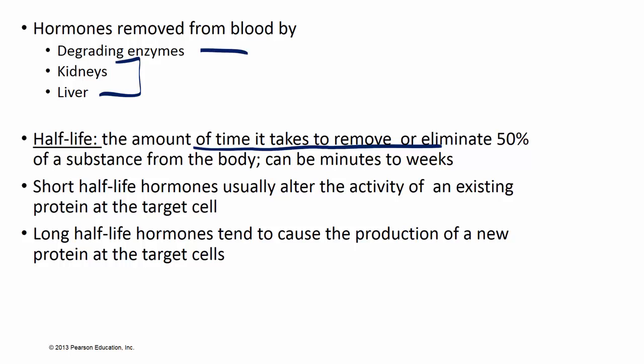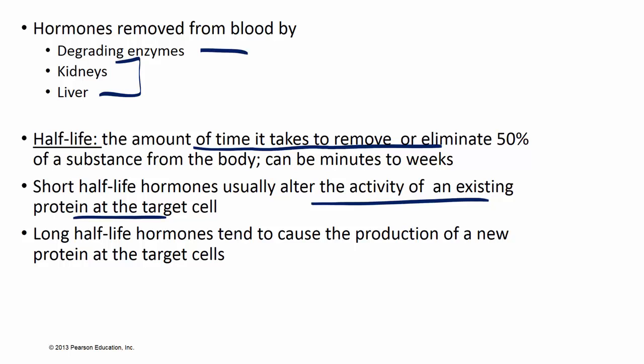Hormones that typically have a short half-life, their mechanism of action is they alter the activity of an existing protein in the target cell. So they kind of go in and turn it on or turn it off. And they don't need to be around very long. Kind of like the neurotransmitter acetylcholine. It goes in, binds the receptor on the muscle cell, then acetylcholinesterase gets rid of it. So it doesn't last very long. It has a short half-life.